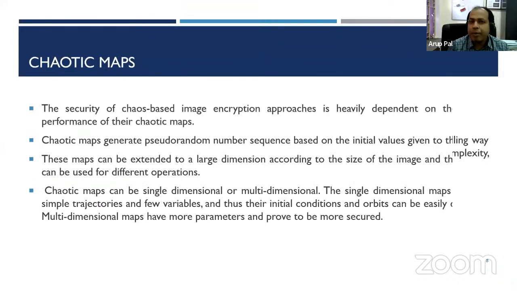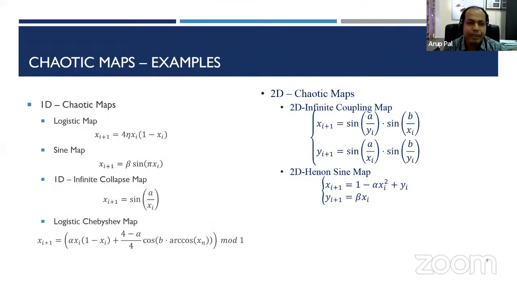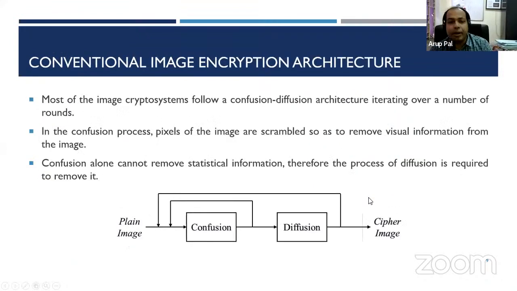There are different kinds of chaotic maps, like the logistic map, sine map, 1D infinite collapse map, 2D chaotic maps, Henon map, all of which are well-standard chaotic maps. Now, in what way will the image enciphering process be carried out? This is one of the conventional ways.